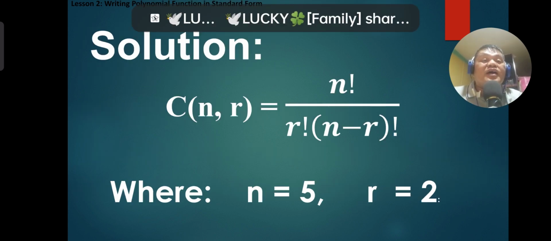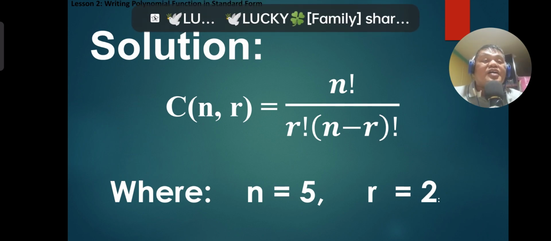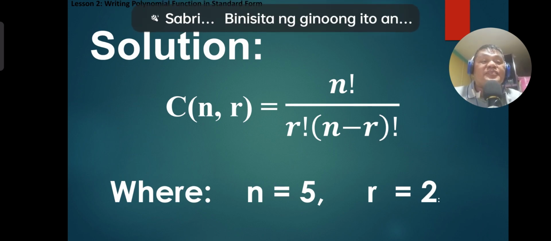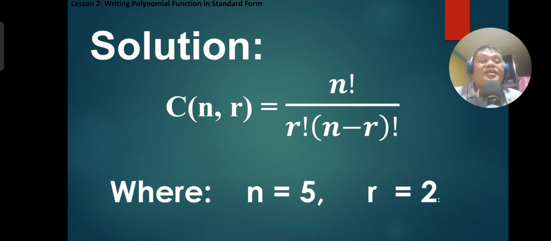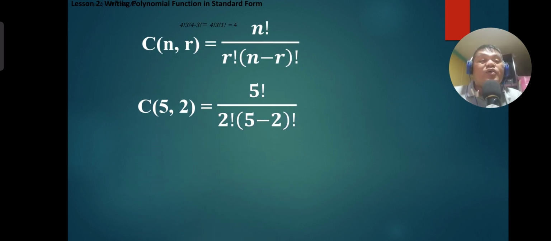So we have now, again, we are going to use the formula. We have now combination of n objects taken r at a time is equal to n factorial over r factorial times n minus r factorial. In our problem, n is equal to 5 and r is equal to 2. And we are going to substitute the value of n is equal to 5 and r is equal to 2.